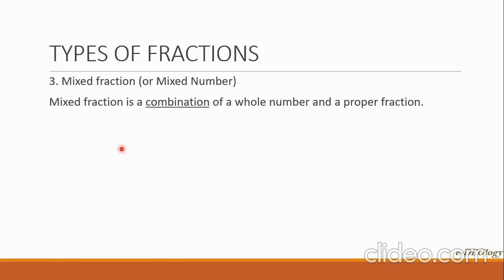Another type of fraction is a mixed fraction, or sometimes called mixed number. A mixed fraction is a combination of a whole number and a proper fraction. Here we have examples. The first one is 2 and 5 over 6. Second example, 1 and 1/3. Third example, 7 and 2 over 11.